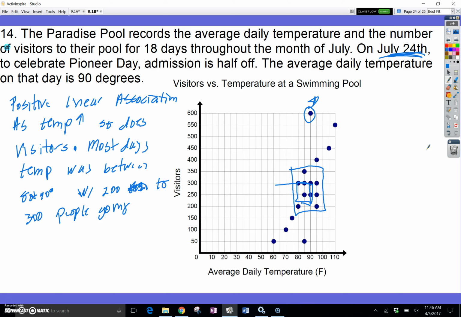So also, the point 85, 50 appears to be an outlier as well. So if we go to 85, 50, this was an outlier. It's pretty warm, but not a lot of people. So maybe the pool was closed early for cleaning. Maybe there's a big event in town, but there's some reason why there were not a lot of people.